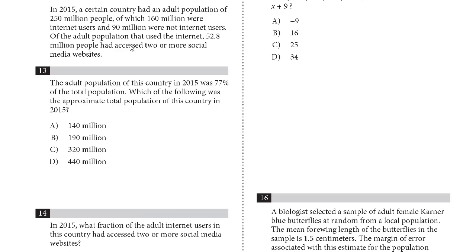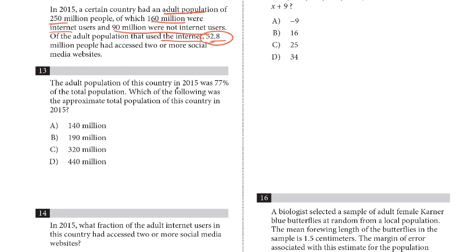Okay, number 13 and 14 pertain to this situation. In 2015, a country had an adult population of 250 million, of which 160 million were internet users and 90 million were not internet users. 160 plus 90 does sum to 250, so it's breaking it apart. And of the 160 million adult internet users, 52.8 million had accessed two or more times. Okay, so that's a conditional number there. We'll keep that in mind.